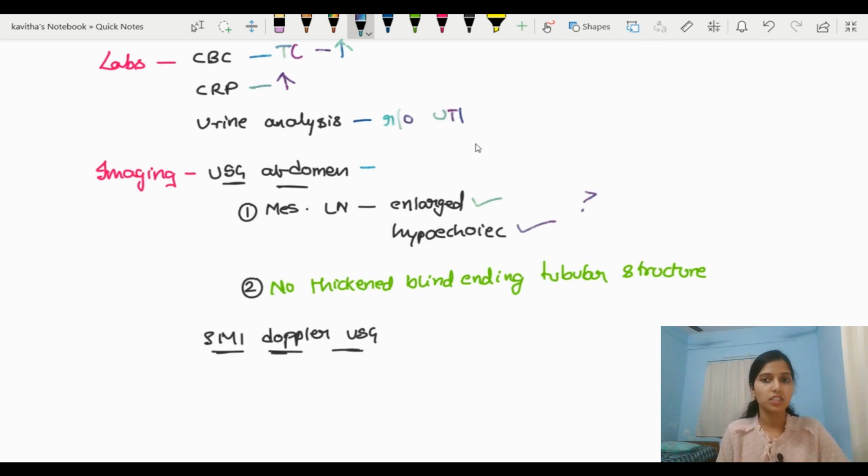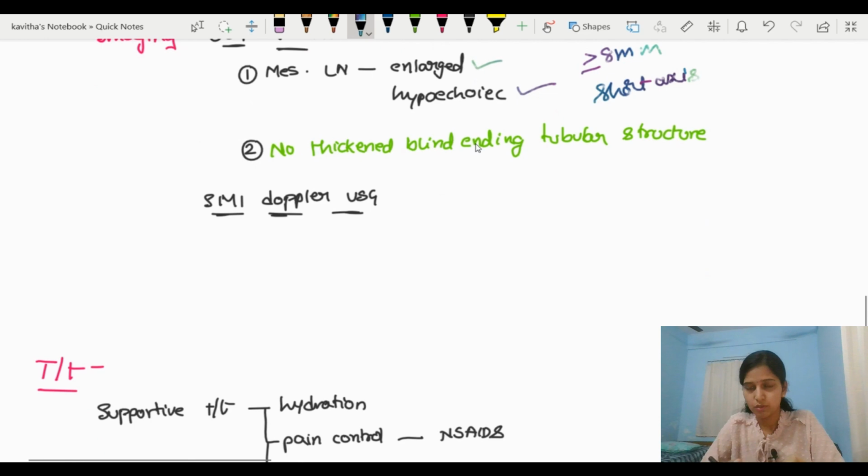According to the current radiological definition of mesenteric adenitis, it is defined as an abnormally enlarged lymph node of more than or equal to 8 mm in its short axis. This kind of lymph node enlargement is also seen in acute appendicitis and also perforation, but they are less enlarged and less numerous compared to mesenteric adenitis.